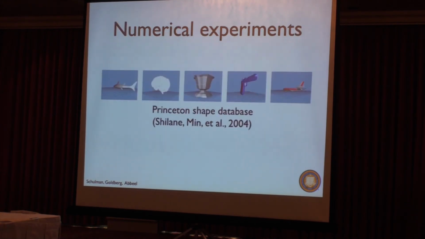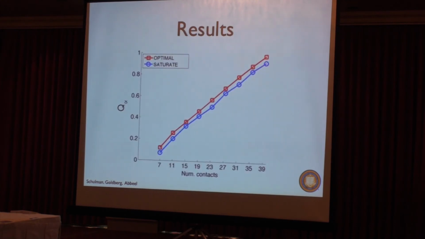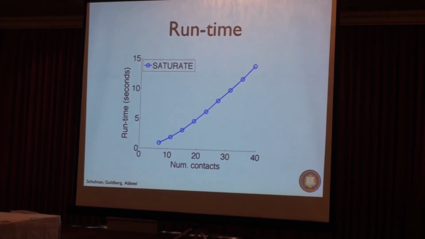We ran some numerical experiments testing out the algorithm on 3D models taken from the Princeton Shape database, which is a standard benchmark data set. We chose problems where we actually could find the optimal solution in a reasonable amount of time, and on these problems SATURATE gave a near optimal solution. The runtime was roughly linear and very modest, taking only tens of seconds even for a large number of contacts.